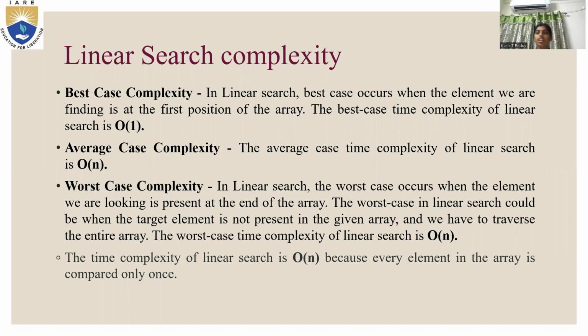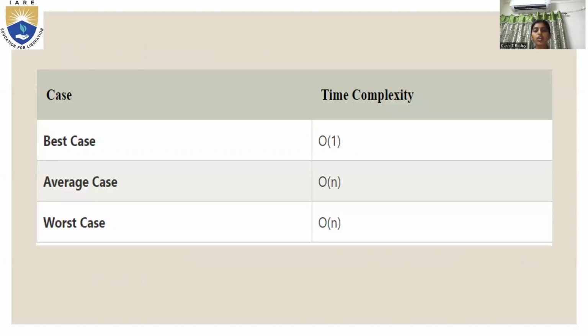So while you're finding time complexity, you'll have three of them, that is best case, average case, and worst case. Generally, best case is denoted by the symbol omega, worst case is denoted by the symbol big O, and average case is denoted by the symbol theta. But generally, you use big O for all the notations. So best case complexity is big O of 1. Average case complexity is big O of n. Worst case complexity is big O of n. So these are the time complexities. Here you can see again the same thing which has been written.